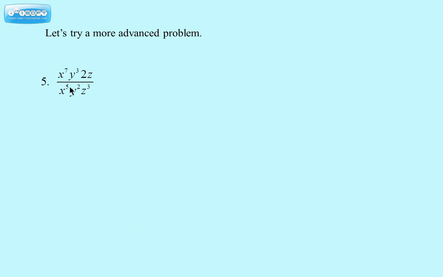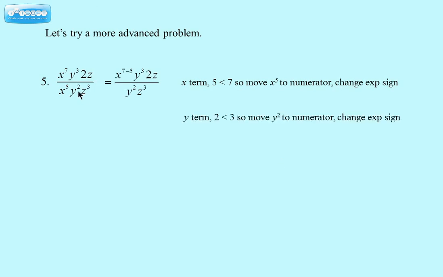Here we have 3 terms, x, y, and z raised to various powers. Let's simplify this. We're going to work with the x term first, and you note that 5 is less than 7, so we're going to take the x to the 5th term, move it up to the numerator. Remember, when you cross the line, you change the sign, so we have this. Let's move on to the y term. y squared is less than y cubed. We're going to move the y squared term to the numerator, crossing the line, changing the sign.